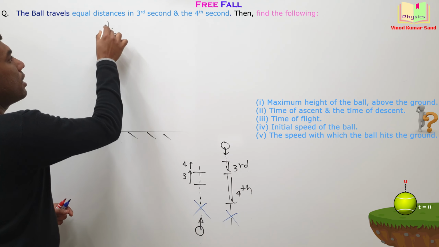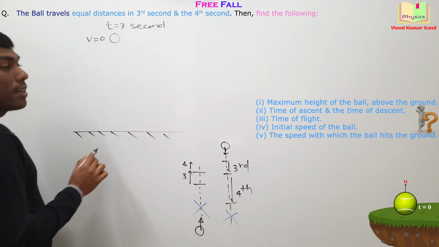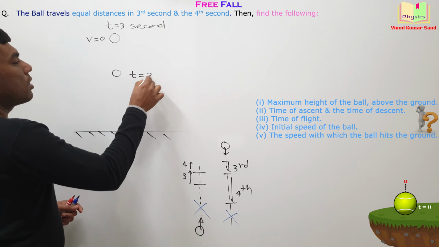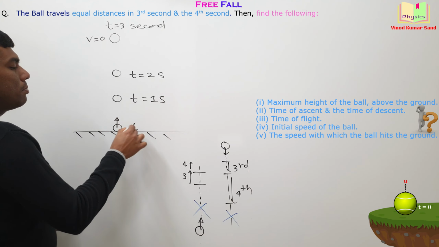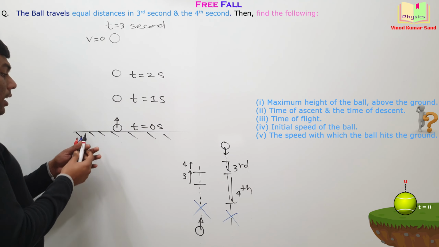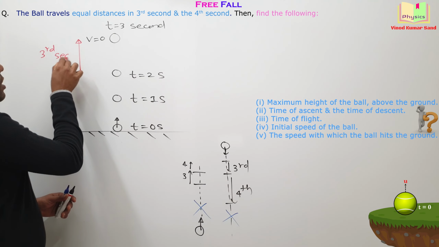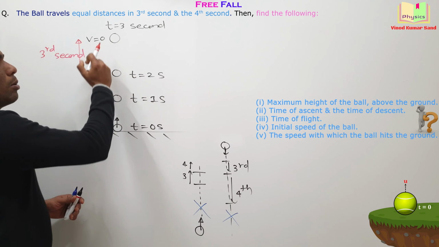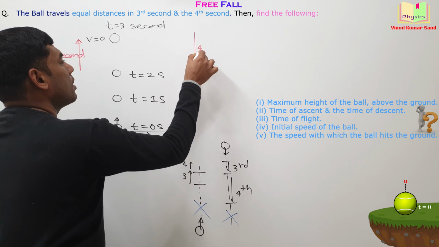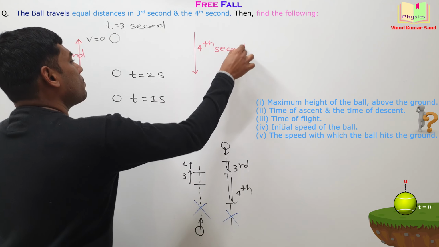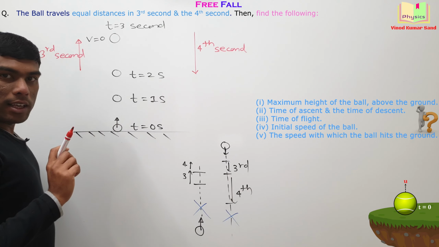This should be the moment t is equal to 3 seconds, where the ball is at momentary rest. Here should be the moment t is equal to 2 seconds, t is equal to 1 second, and the ball is projected up at t is equal to 0 seconds. Then this will be the third second. At the end of 2 seconds, the third second will start, and this will be the fourth second. I hope you understand it. And then the distance traveled in the third second and the fourth second will be equal.